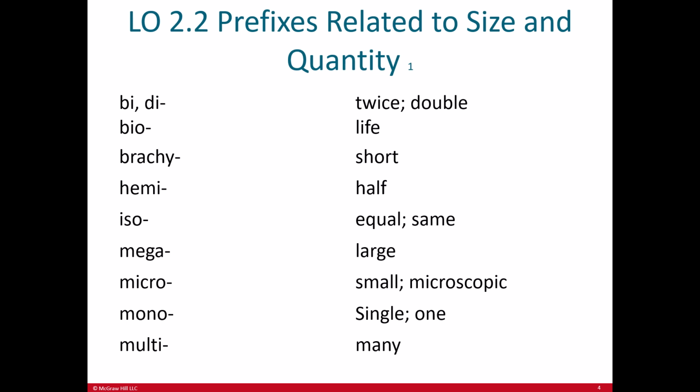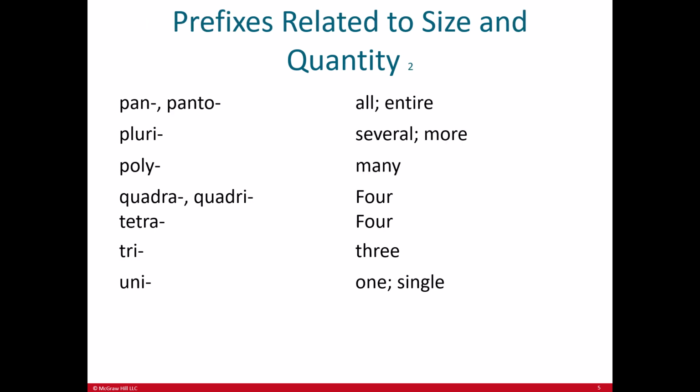Then we have brachy, which means short. And then we have hemi, and you'll also see semi, S-E-M-I, which both mean half. Then we have iso, which means equal or the same. Mega, which means large. Then micro, small, think of microscopic. Mono is single or one. Multi is many, and you can also see poly, and poly is many as well. That's P-O-L-Y. There's also a prefix P-O-L-I, but that has a different meaning. That's gray matter.